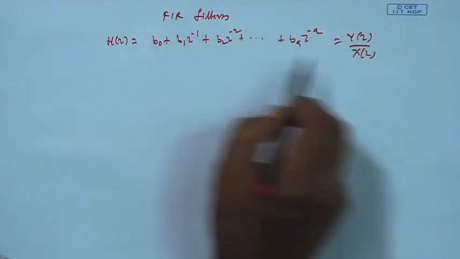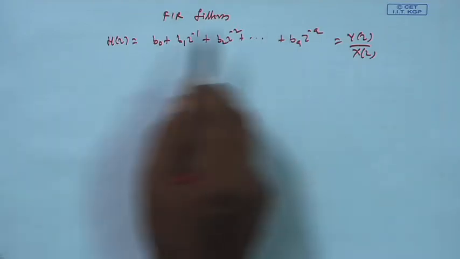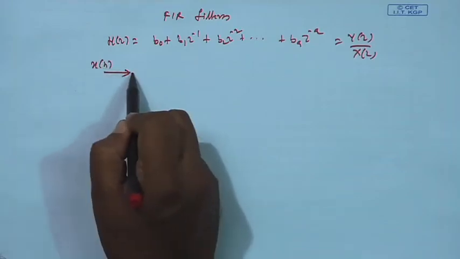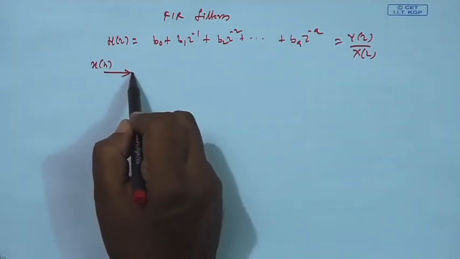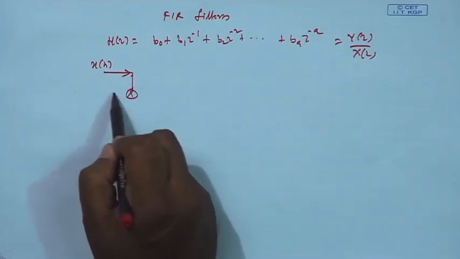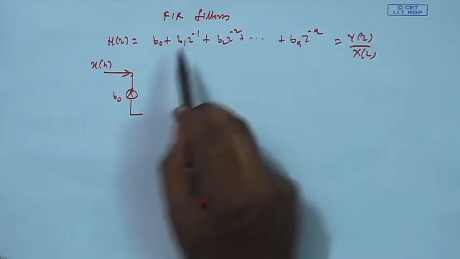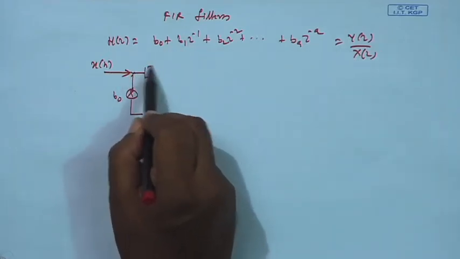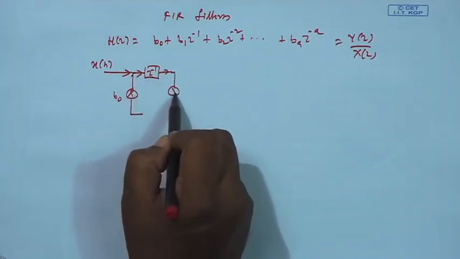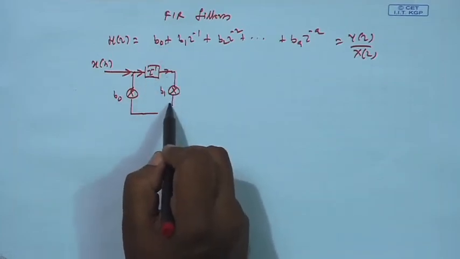So, X(z) into B0 plus X(z) z inverse into B1, X(z) z inverse into B2, like that, and add it. So, this form comes very easily. Okay. X(n), that is X(z) into B0, X(z) into z inverse, then B1. So, there is a delay, then B1, and this to be added because of this plus.